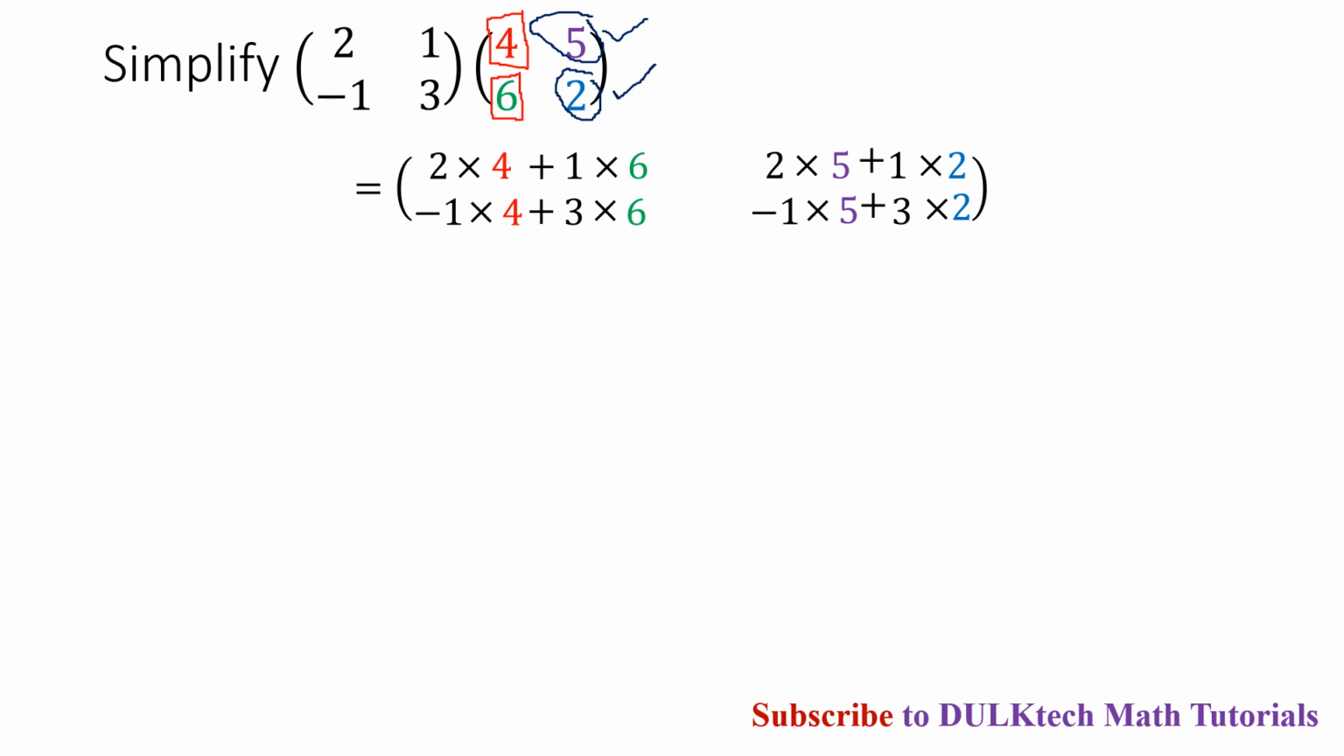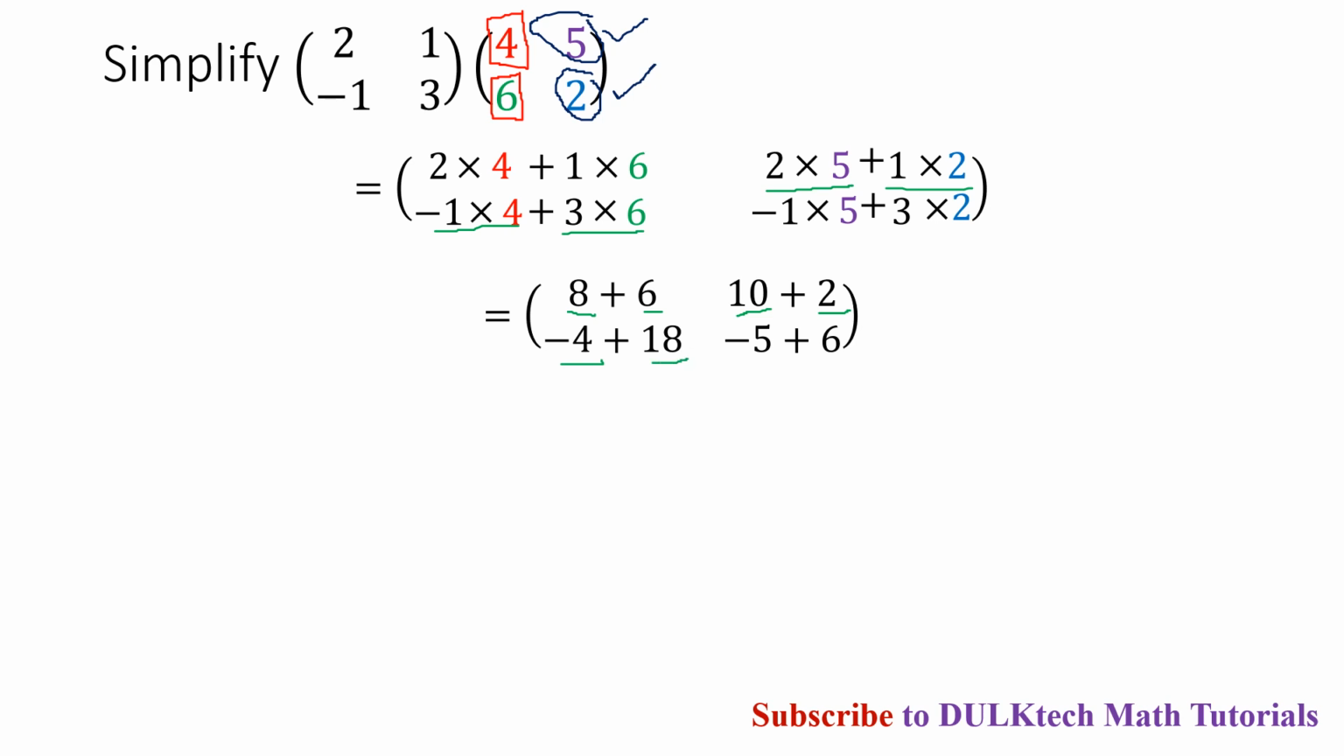4 by 2 is 8, so we will find this 8. 6 by 1, we find this 6. Here is 2 by 5, which is 10. 2 by 1, which is 2. Minus 1 by 4 is minus 4. 3 by 6 is 18. Minus 1 by 5 is minus 5. 3 by 2, 6. Then we simplify these entries.